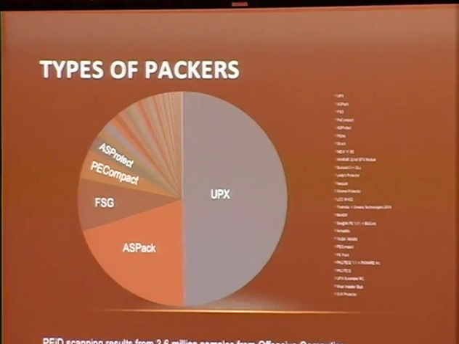As far as packers, I run the website Offensive Computing, and based on about 3.6 million samples of those that are packed, this is typically the breakdown, and primarily UPX is the most predominant packer that's out there, followed by ASPack, FSG, PECompact, and ASProtect. So does anybody have an idea why UPX is roughly 50% of all packed malware?